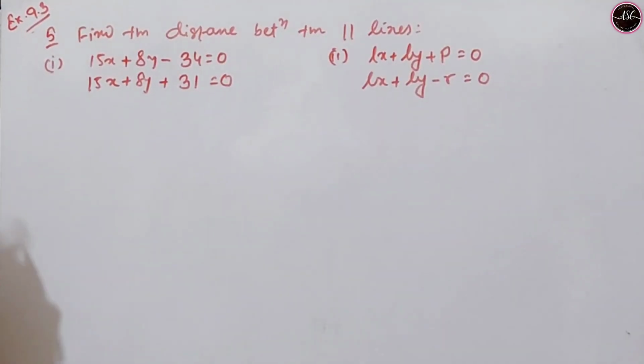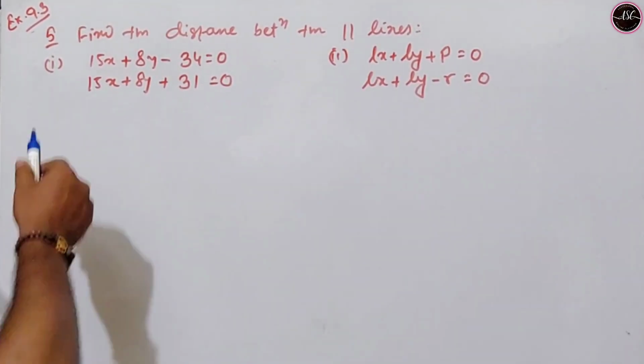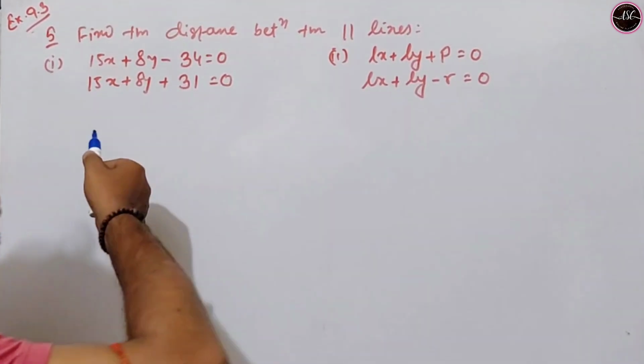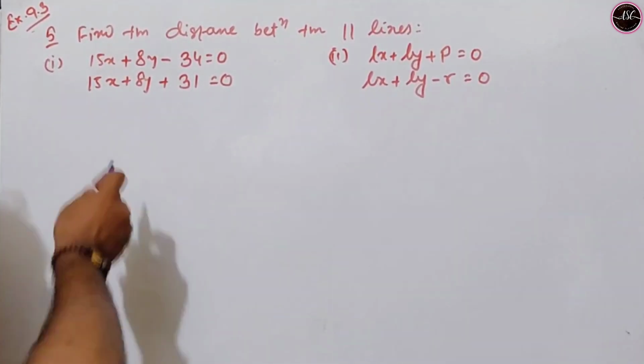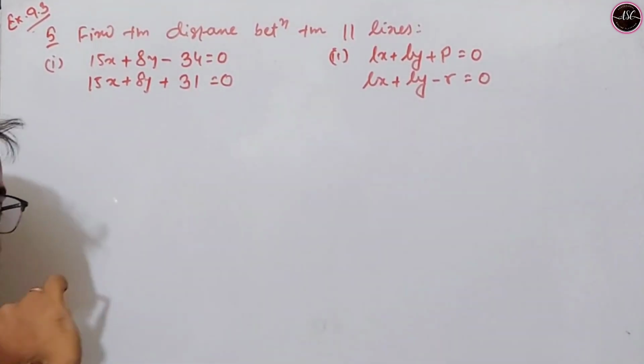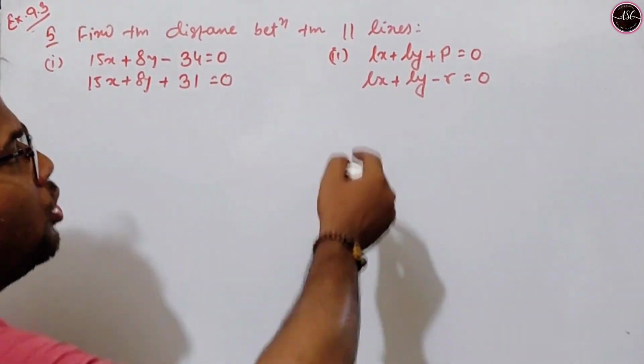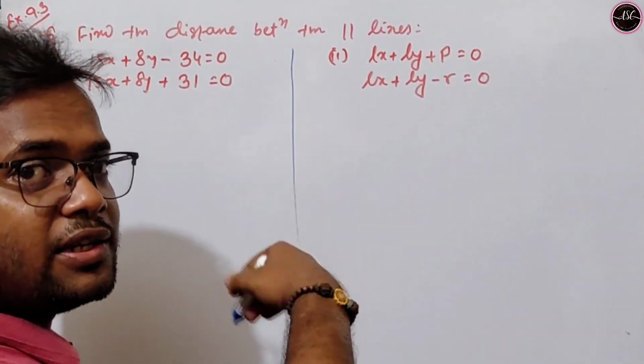Then look at this question. Find the distance between parallel lines. Here 15x plus 8y minus 34 equal to 0, 15x plus 8y plus 31 equal to 0. These two are parallel lines. So we will find the distance between them.